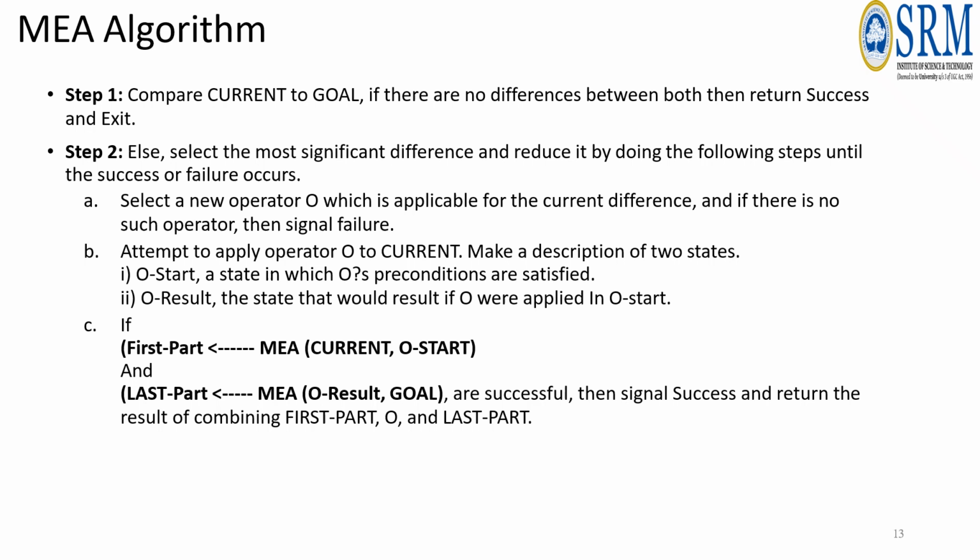And the last part that we use is MEA of result, goal. Once it is successfully completed, we stop with the signal for success, and return the result of combining the first part O and the last part by moving the operators, sorry, delete, move, and expand. So this is about the means-end analysis we are using in the simple planning problem. Thank you.